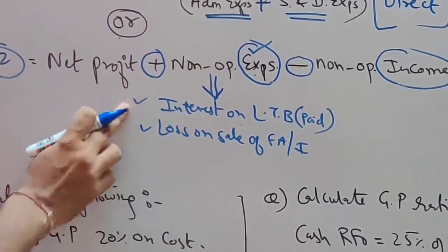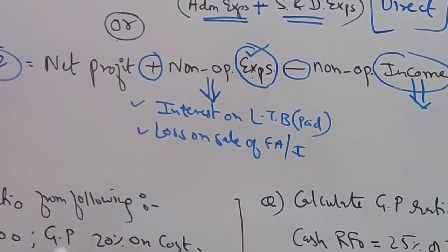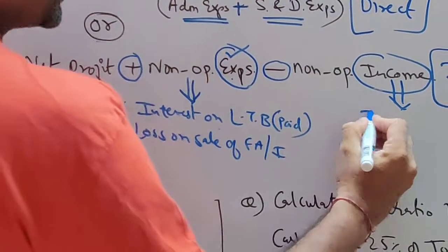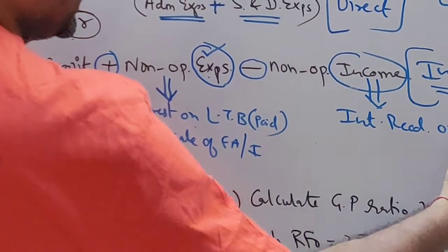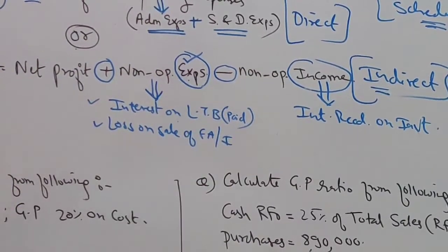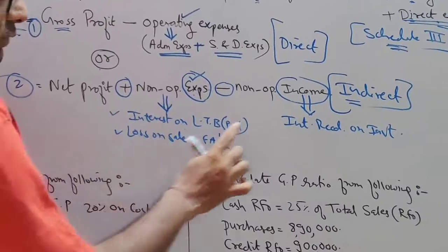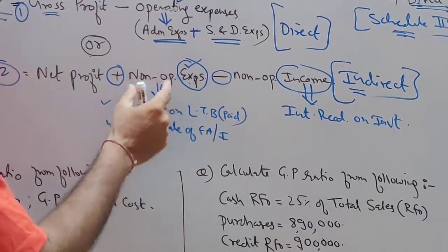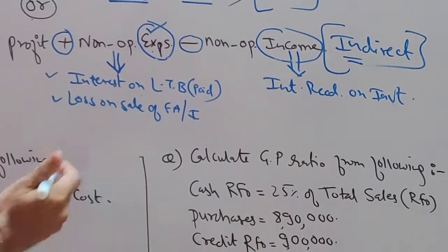Now these two items, if you just reverse them, will be your non-operating income. This is interest paid; here I am writing interest received on investment. Students, you will remember it this way. This is the technique to keep both items in mind. The opposite of these two is your non-operating income. So you have two items in non-operating expenses and two in non-operating income.